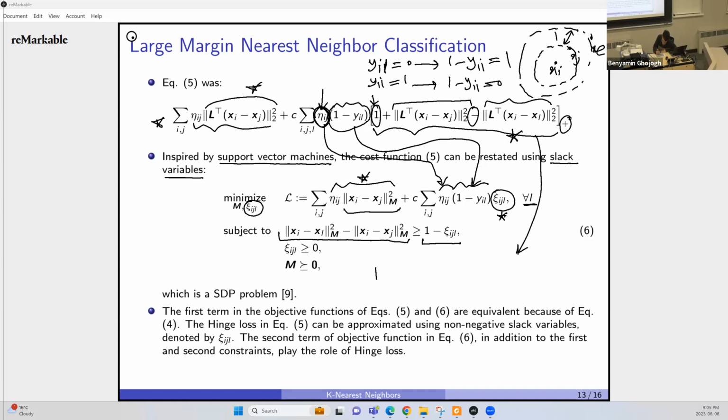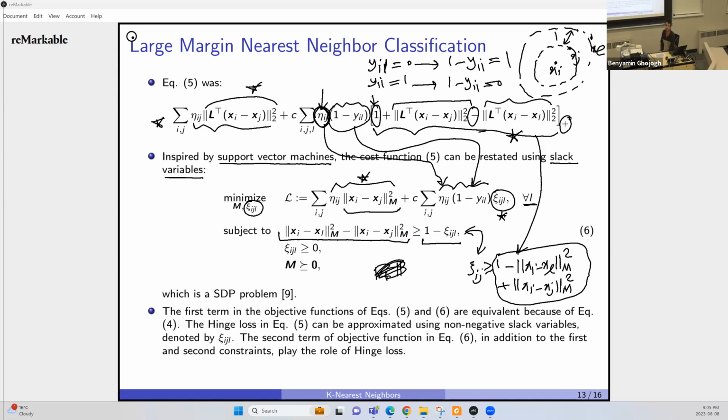Take a look at inside the hinge loss. It's 1 plus this. Do you agree that I can restate that? Let me think. 1 minus, yes, xi, yes. So here, 1 minus xi minus xl plus xi minus xj. This is exactly what we had inside the standard hinge loss, right? Here, basically, this is this. If you restate this constraint, you will get this.